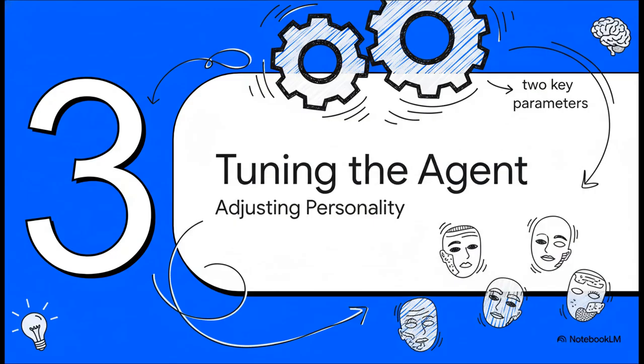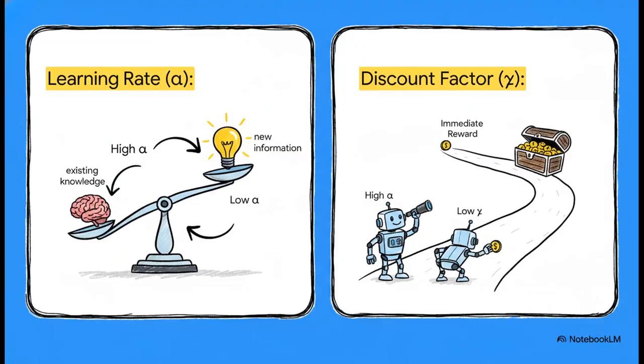Now, we don't just throw our agent into the world and hope for the best. We actually get to play around with its personality a bit by tuning two really important dials that control how it learns. The first dial is the learning rate, alpha. This is all about how much the agent trusts new information. If you set alpha high, it's kind of forgetful and only cares about what just happened. If you set it low, it's more cautious and sticks with what it already thinks it knows.